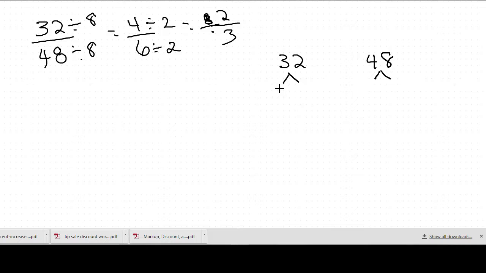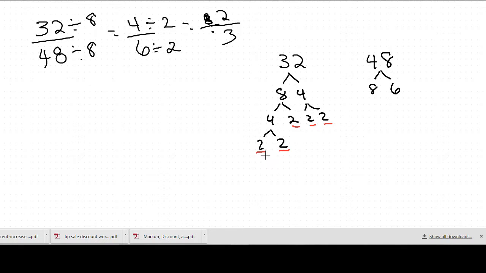So this is 8 and 4, and this is 8 and 6. And then I can break the 8 down into 4 and 2, and this would be 2 and 2. And then I can break this 4 down into 2 and 2. That's called a factor tree. So at the very bottom, all of these 2's are called prime factors. Have you heard that term before?